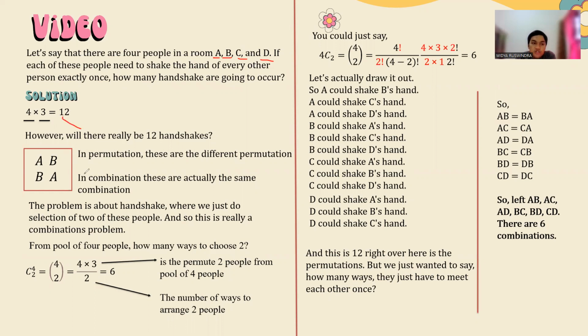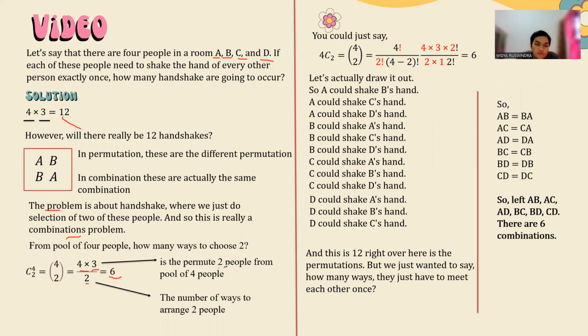In permutation, A and B or B and A are different permutations. But in combination, these are actually the same combination. So the problem is about handshakes, where we just do a selection of two people, and so this is really a combination problem. So from a pool of four people, how many ways to choose two? So for combination, 4 choose 2 is equal to 4 times 3 over 2, which is equal to 6.